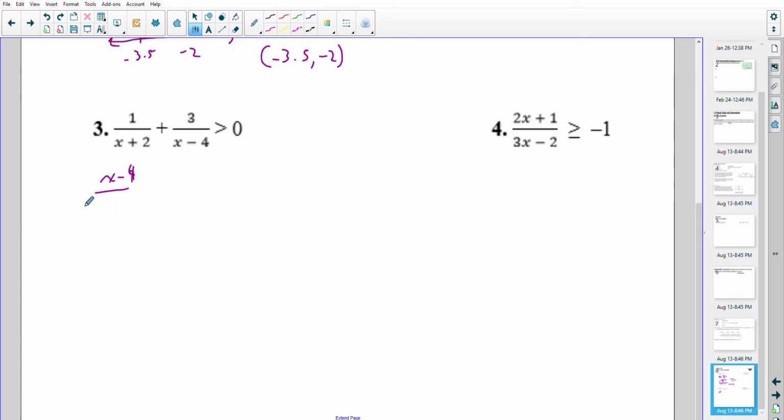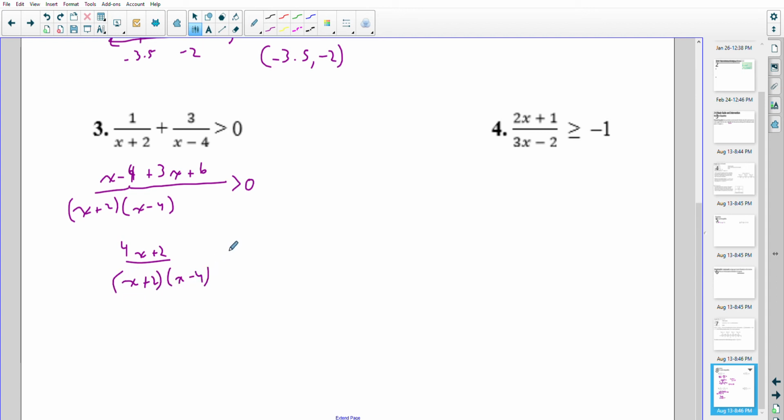X minus 4 over x plus 2 times x minus 4. And then on the right side, it would be the same denominator, so I'm just going to make one big fraction here, and it's going to be plus 3x plus 6 by multiplying top and bottom by x plus 2, greater than 0. Combining terms, 4x plus 2 over x plus 2, x minus 4. And therefore, you're going to have your points on the number line again. All zeros and numbers that make undefined f of x's is what you're trying to test.